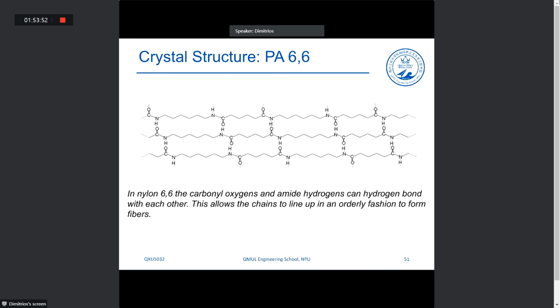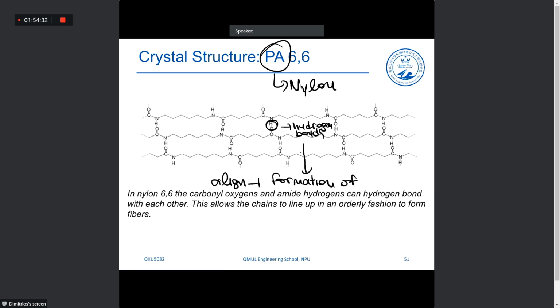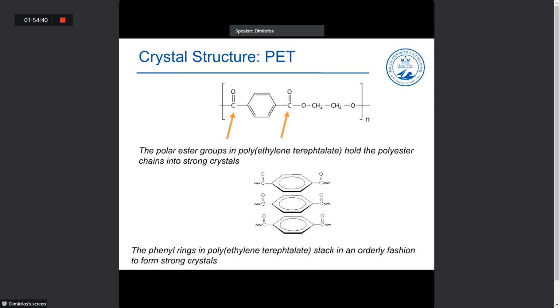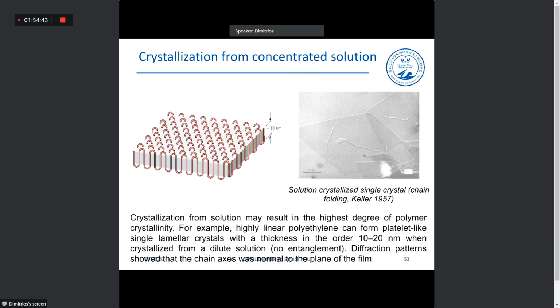Okay, you can see that polyamide, or essentially nylon, has these very, very long chains, but the intermolecular interactions between the chains are strong, okay, because the carbonyl oxygen and the amide hydrogens form hydrogen bonds. Okay, so once we align them, they form very strong fibers. The same is for polyethylene terephthalates. There's no point in discussing that.